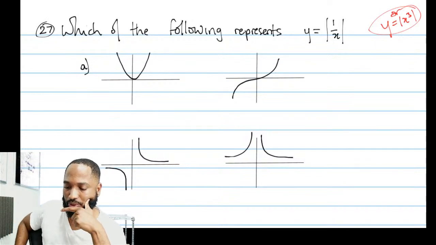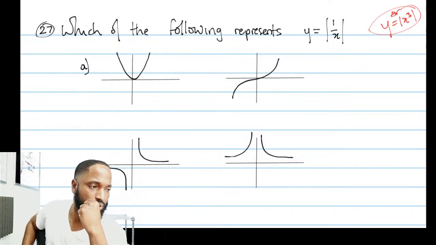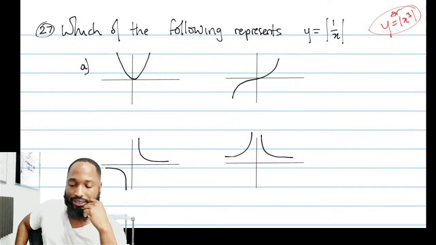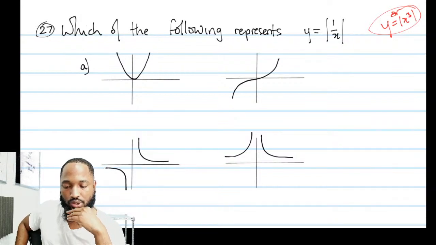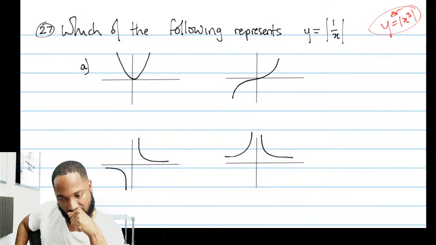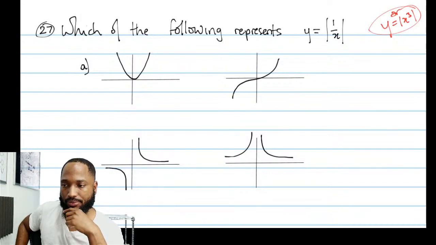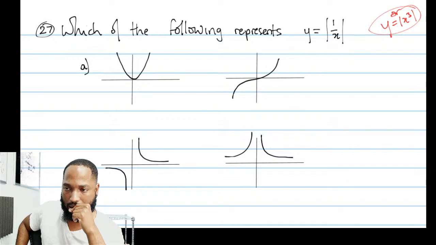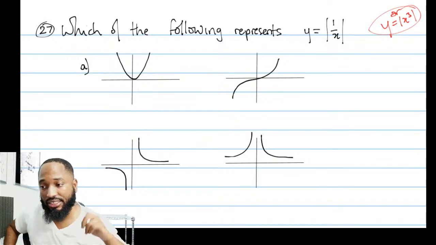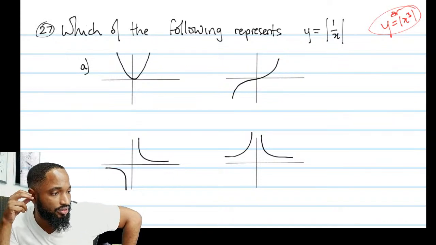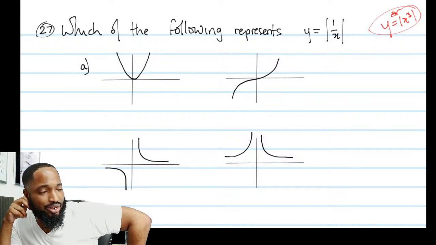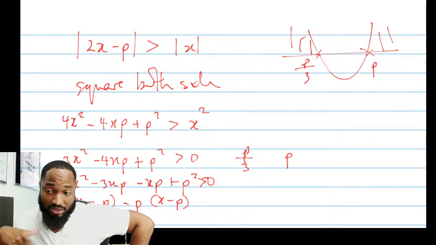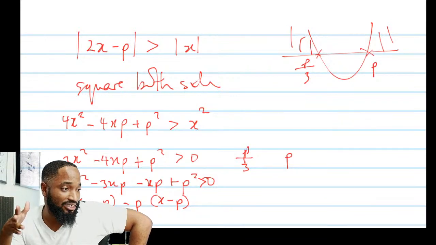Which of the following represents y is equal to the absolute value of 1 over x? Oh yeah, this is the next thing that could be the train to module 1. There's the faster way where you use the signs, but I can do this in seconds.